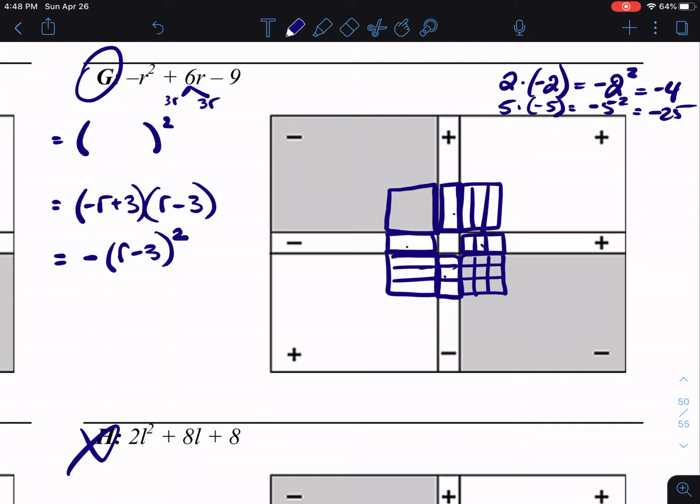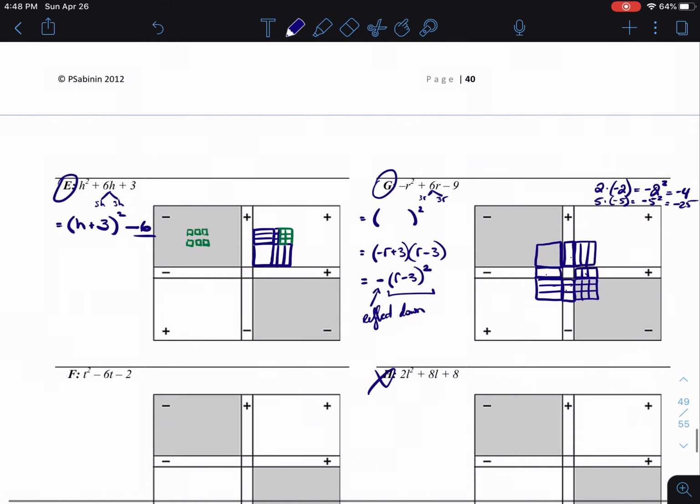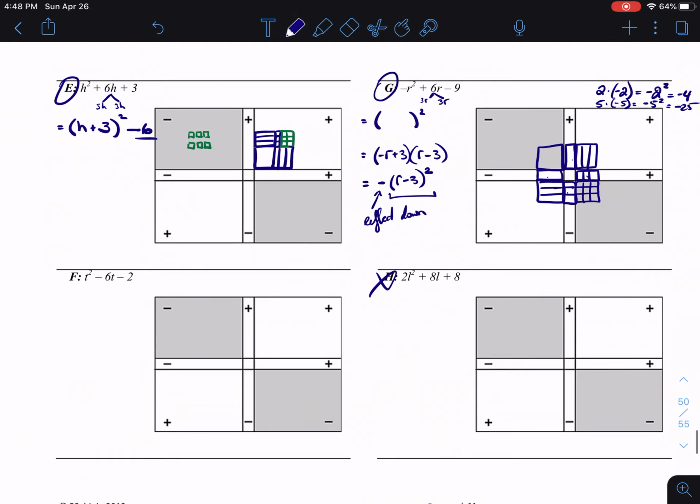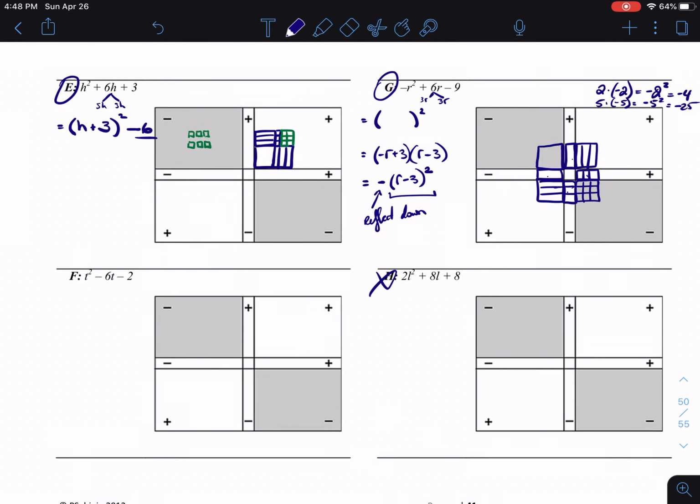So what does that mean for our function? Right, we do have a square, so it's a right shift of 3. But what does this negative mean? Do you remember that it means reflect down? Right, so that's all it is. It's a function that's pointing down, that's opening up downwards. All right, so I'll ask you to do F as well.